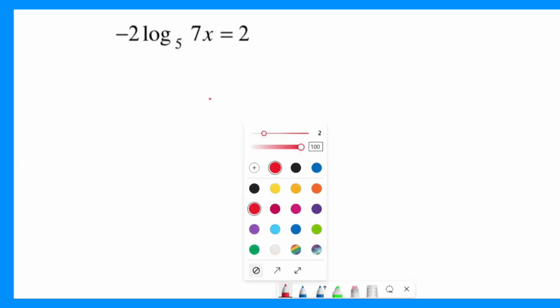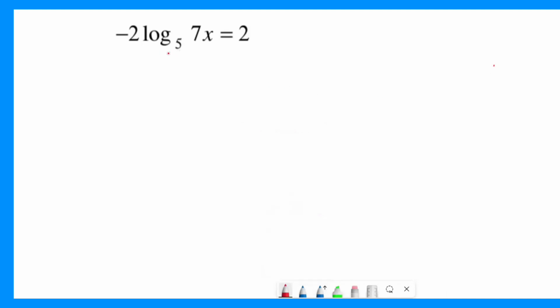Today we're looking at logarithms. We're going to be solving a few logarithmic equations here. So the first one, number one, says -2 log in base 5 of 7x is equal to 2, and we want to solve for x.